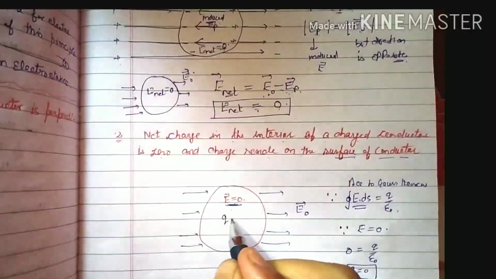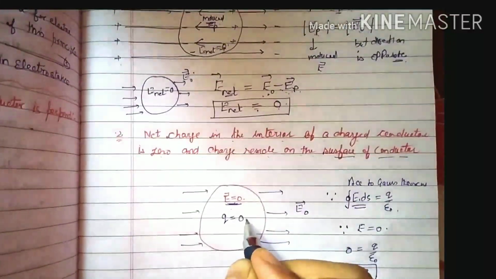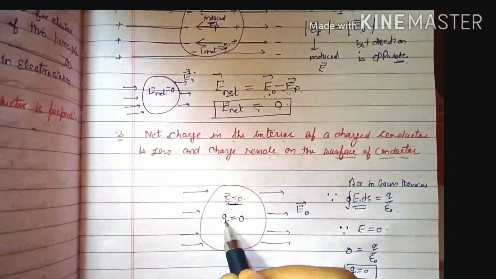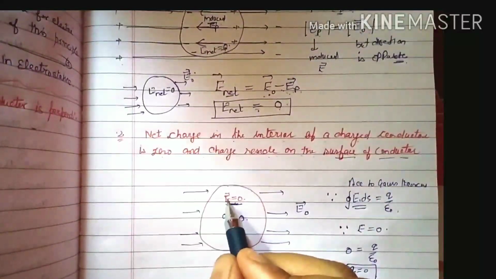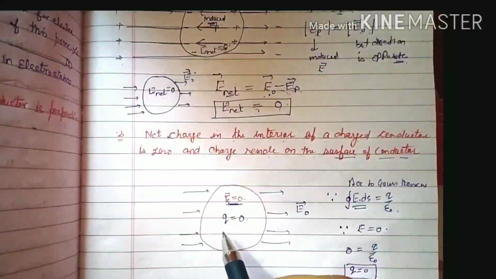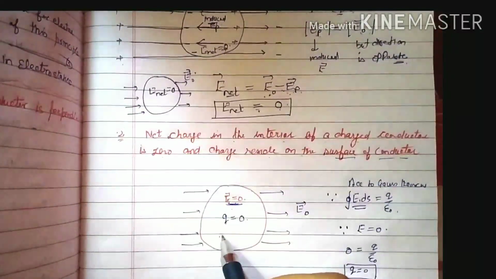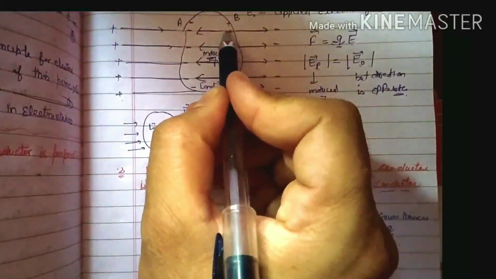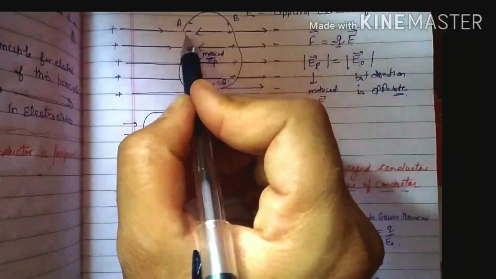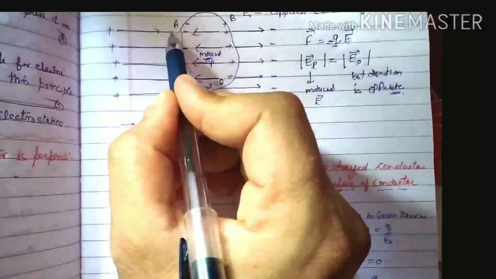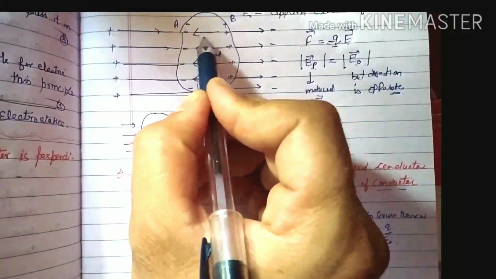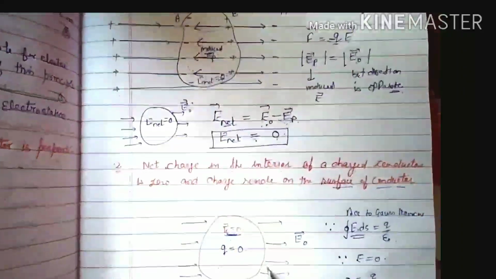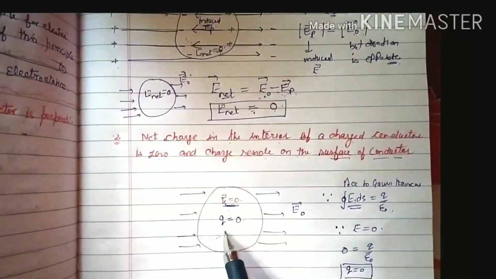So inside the conductor Q is equal to 0, and obviously you know that the source of an electric field is a charge. The charge is responsible for the electric field. If the electric field is 0, it means the charge is also equal to 0. Electric field lines are also 0 inside the conductor. These are the induced electric field lines, and these are the electric field lines due to the applied electric field. They are equal and opposite, so they cancel the effect of each other. So the electric field lines are also 0 inside the conductor.